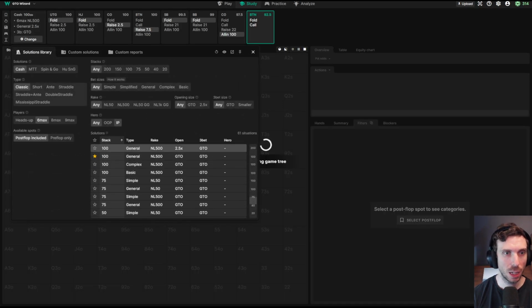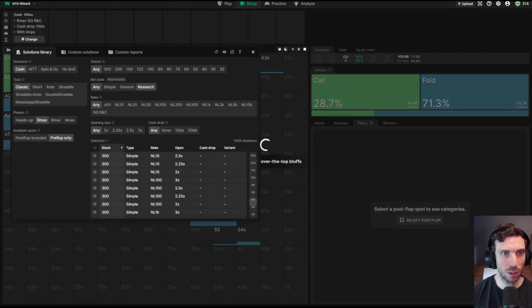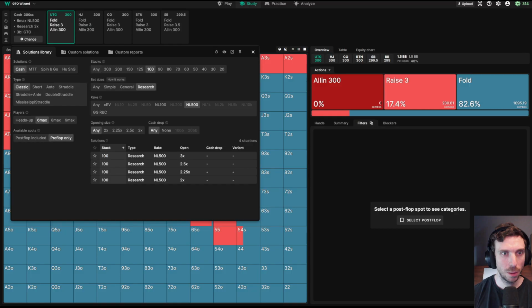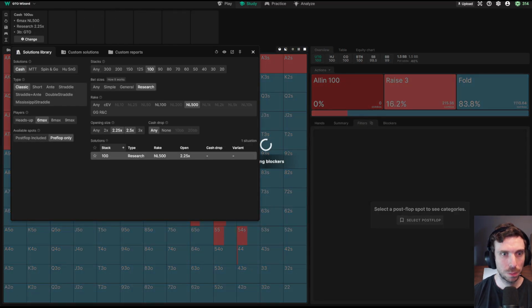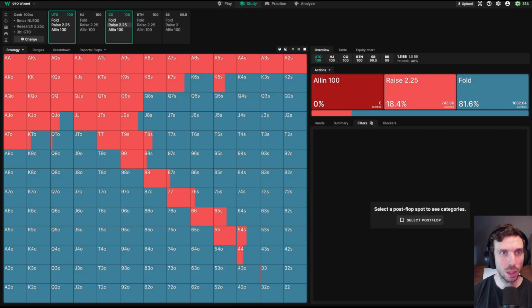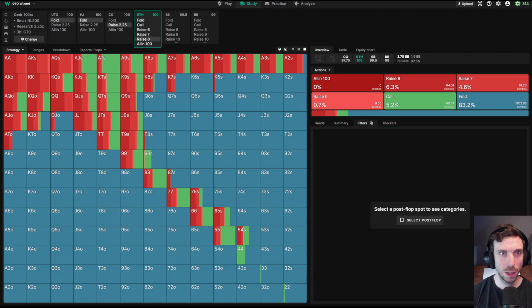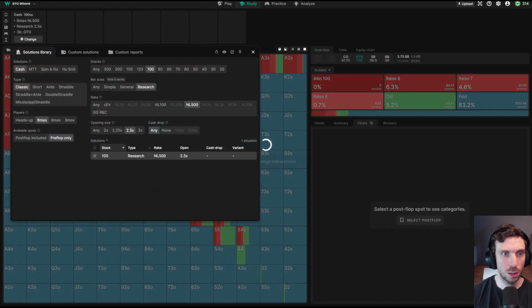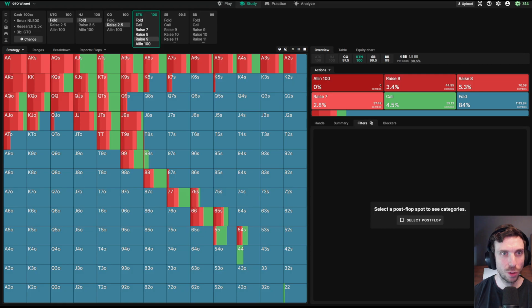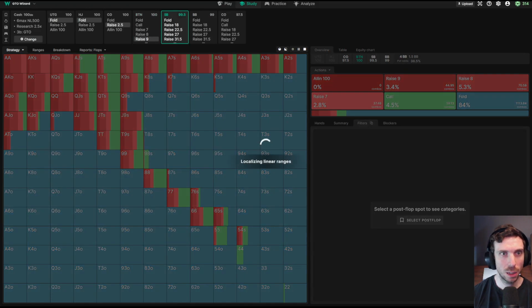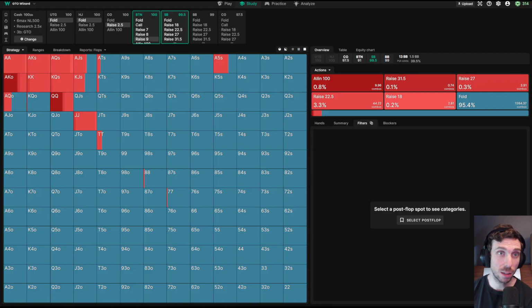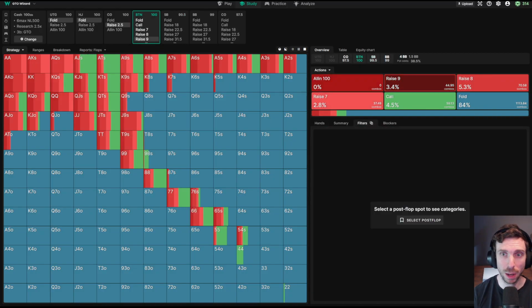If it is a mistake, we could look at the theory behind it. Let's see if we can find the research, NL 500, 100 bigs. Maybe we can see, what was the scenario? Cutoff, button. Yeah, there's no raise 10 to even use here. We have raise 9. And raise 9 is used, so maybe raise 10 isn't that bad of a strategy.